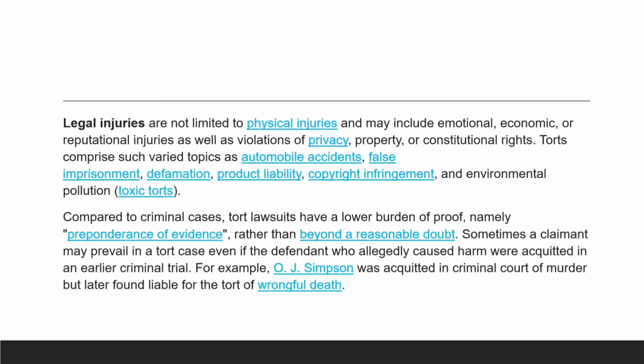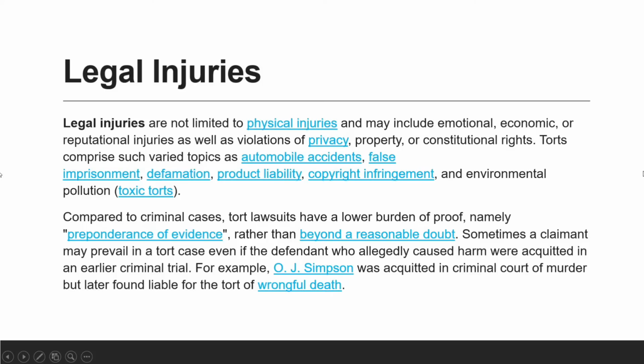Sometimes a claimant may prevail in a tort case even if the defendant who allegedly caused harm was acquitted in an earlier criminal trial. For example, O.J. Simpson was acquitted in criminal court of murder but later found liable for the tort of wrongful death. So these are legal injuries.